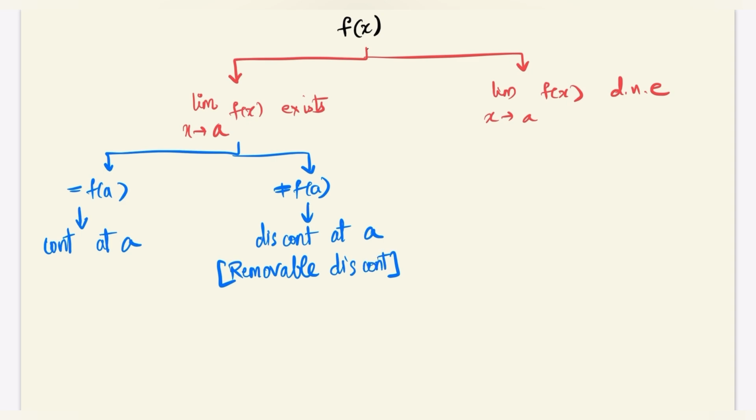In the second main case, again there are two things that can happen. The limit may not exist because the left-hand limit is not equal to the right-hand limit, or there is something worse that can happen. The limit is actually equal to infinity.